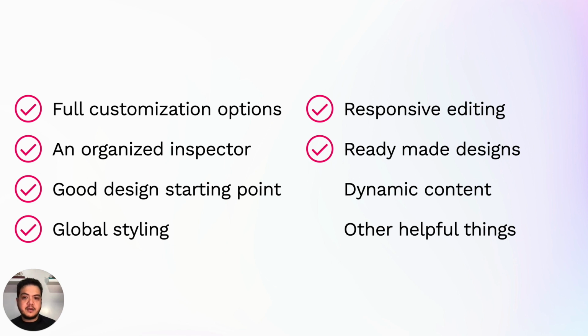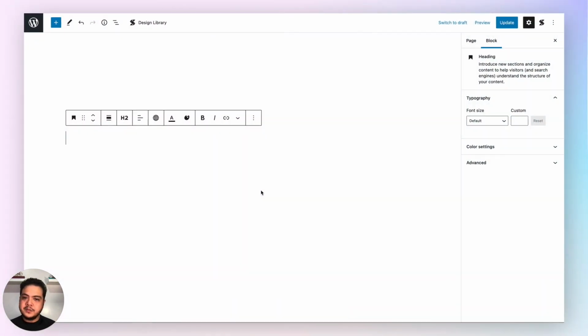Next is dynamic content. Dynamic content means that you can grab content from other parts of your website and put them inside another. And then when that content changes, it also updates the other parts of your website. So Gutenberg doesn't have something like dynamic content yet. Probably the closest one would be the post block, since you can pull your latest blog posts.